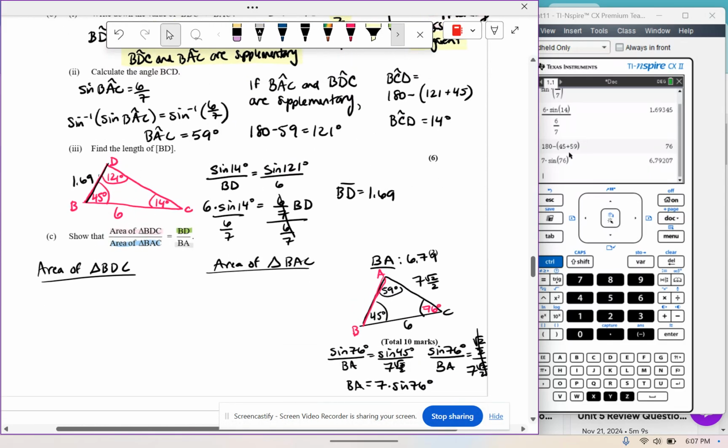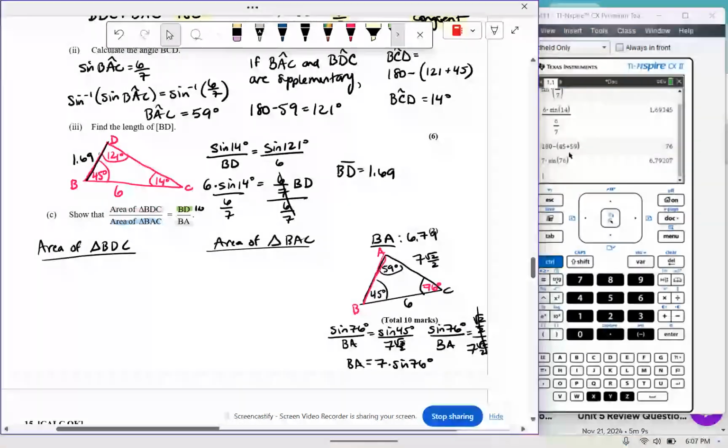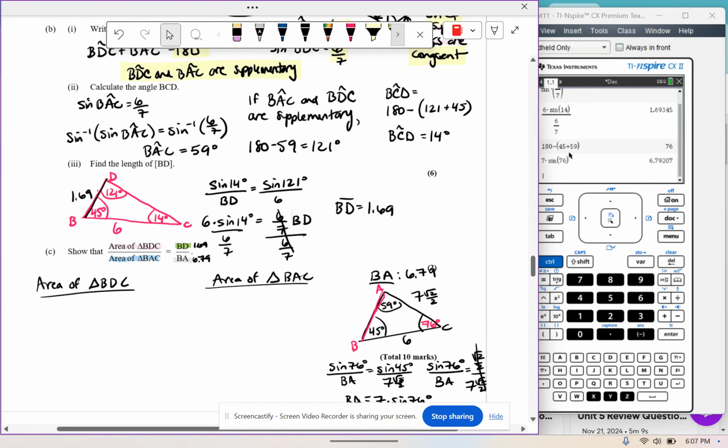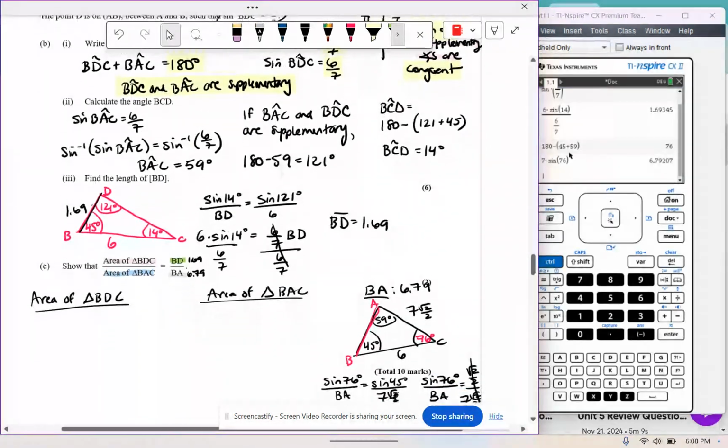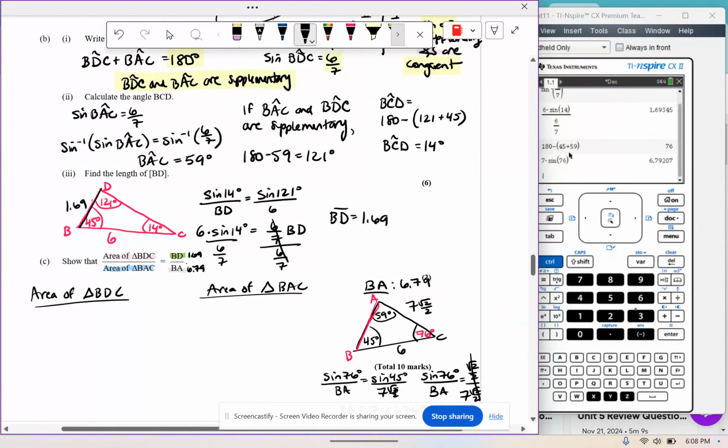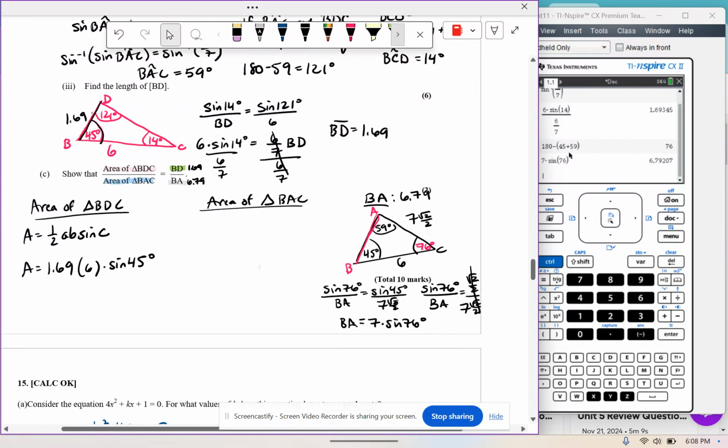Okay, so in this side of the proportion, I have 1.69 already, and then I have 6.79. Okay, so we're getting there. Let's get the area of BDC. So the area of BDC, that is the smaller triangle, BDC. Oh, and I redrew it over here. Okay, so if I'm going to do area, I'm going to do 1/2 ab sine of C, where C is an included angle. So I'm going to take the two sides, 1.69 and 6, and I'm going to multiply it by the sine of 45. And then that will give me the area of that triangle.